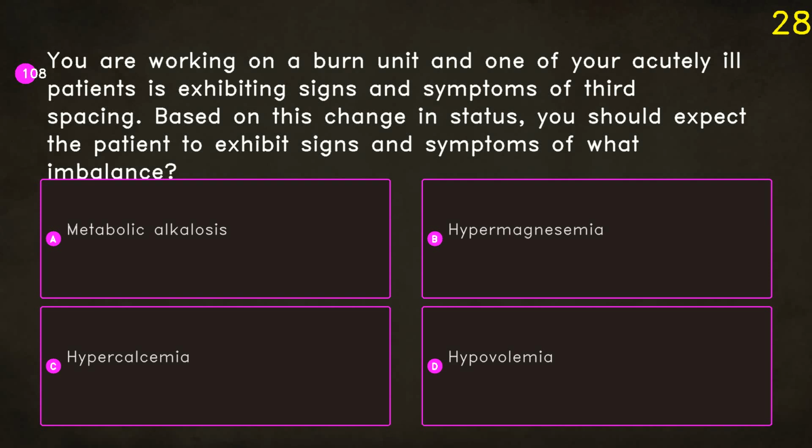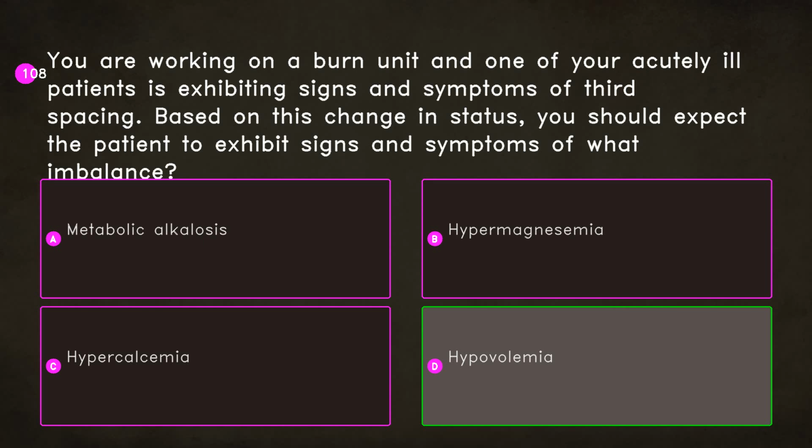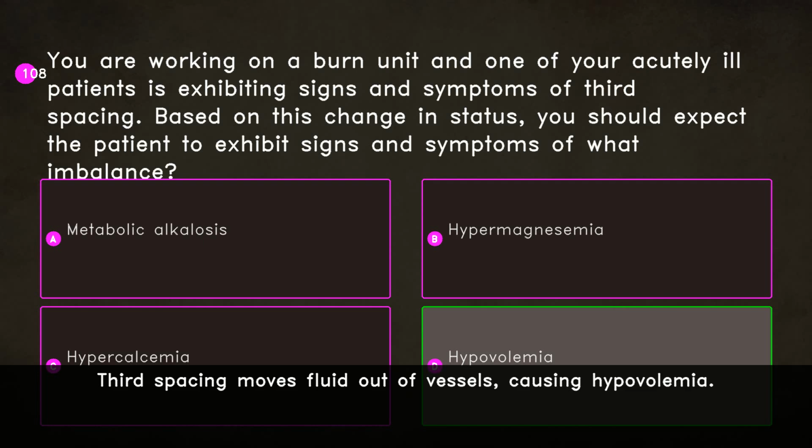Question 108. You are working on a burn unit and one of your acutely ill patients is exhibiting signs and symptoms of third spacing. Based on this change in status, you should expect the patient to exhibit signs and symptoms of what imbalance? A. Metabolic alkalosis. B. Hypermagnesemia. C. Hypercalcemia. D. Hypovolemia. The correct answer is hypovolemia. Third spacing moves fluid out of vessels, causing hypovolemia.